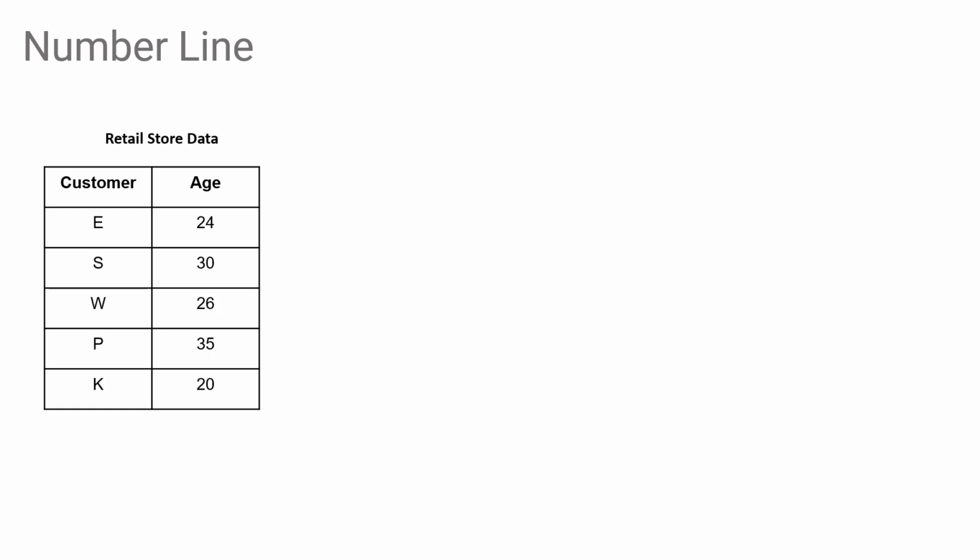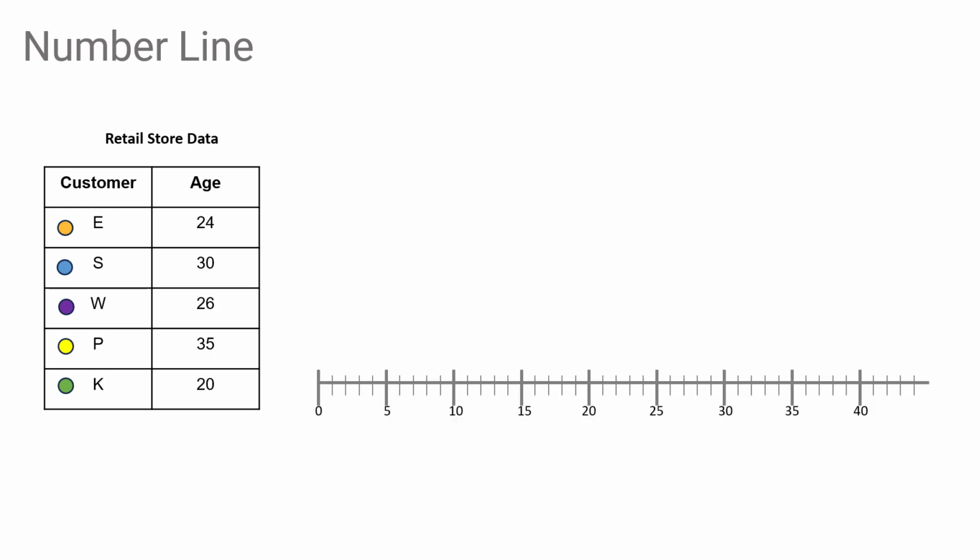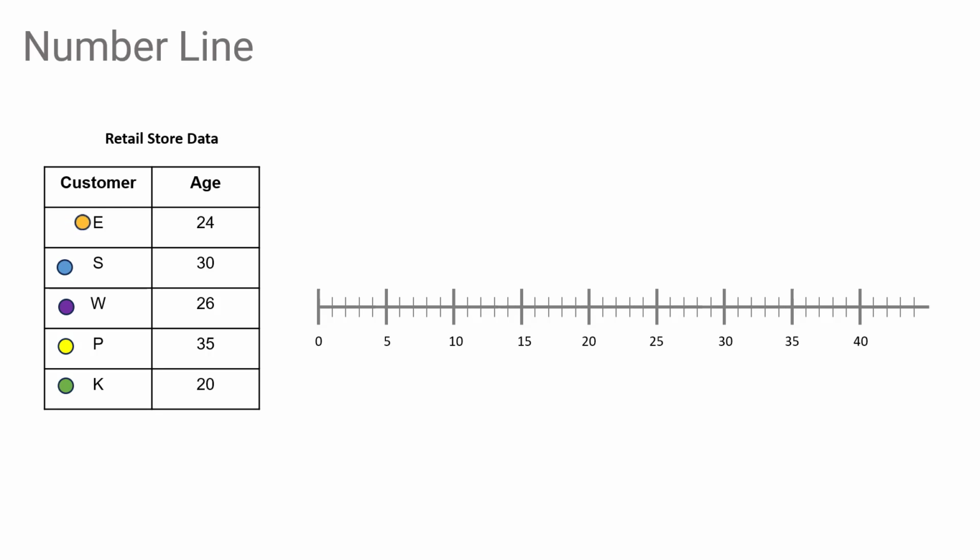Imagine a scenario where a retail store is analyzing the information of these 5 customers basis the attribute age. Let's now see how a number line really comes handy in this kind of a situation. I'm also using 5 different colors just to represent these 5 customers, especially when I want to put these points on the number line. So one by one, you can see based on the attribute age, these points start getting distributed on the number line.